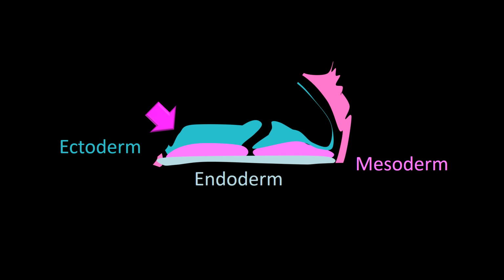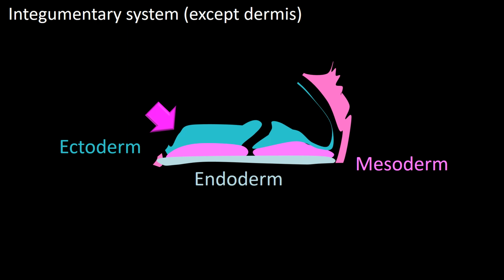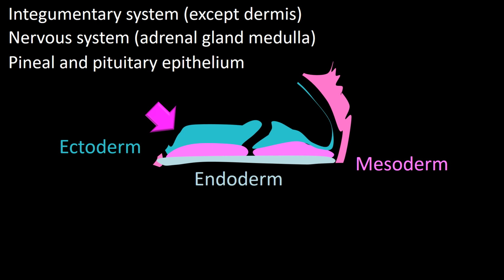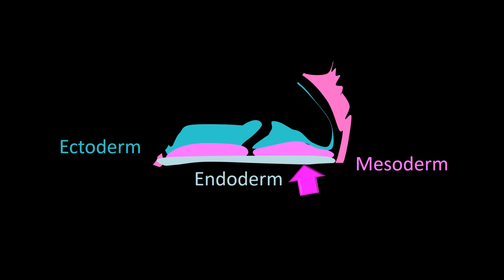Structures that develop from the ectoderm are the epidermis, nail, hair, and epidermal receptors, but not the dermis. The nervous system, including the adrenal gland medulla, the pineal and pituitary gland epithelium, the cornea and lens, and the enamel. I will also point out the endoderm and the mesoderm in this frame.